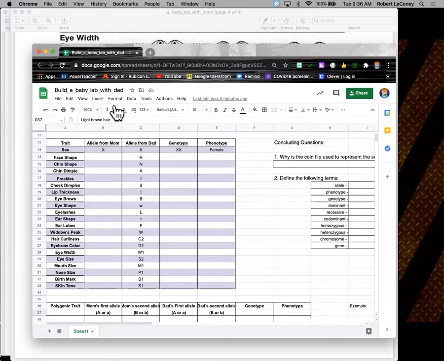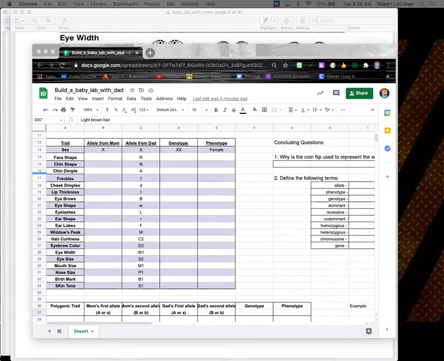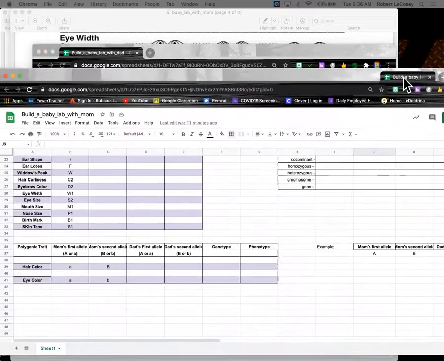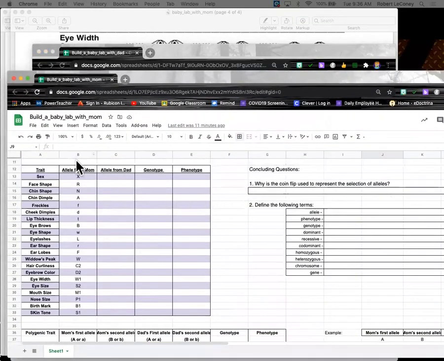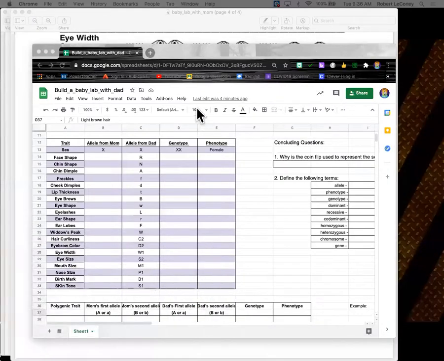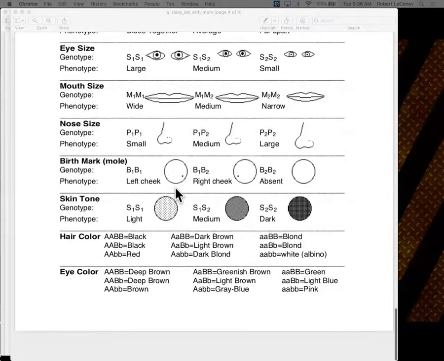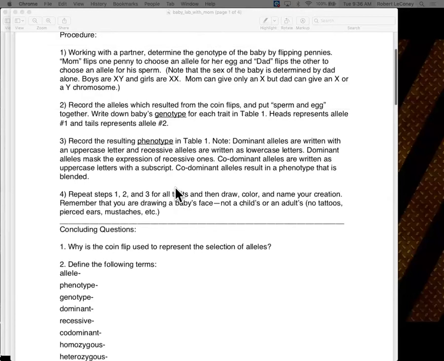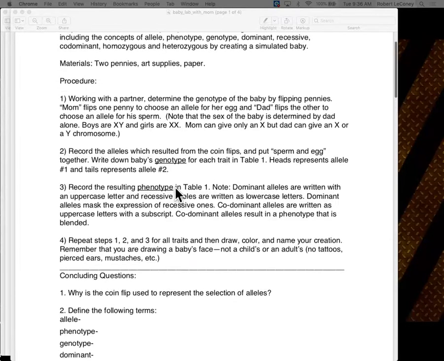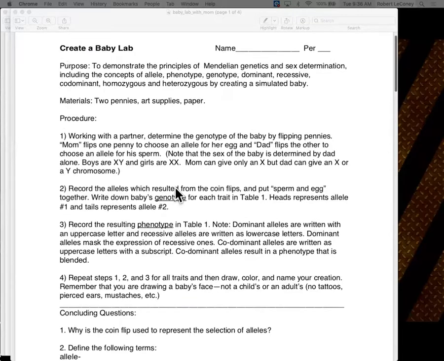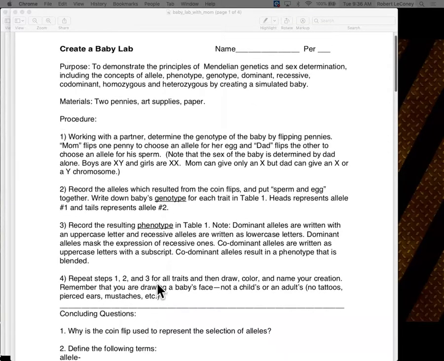If you are going to use the other one, it's the same one. It's just this time mom gave the genes and you're playing the part of dad. Otherwise, the rules are exactly the same. All right. So I did go through all this, but I'm going to finish reading this. Repeat steps 1, 2, and 3 for all the traits, and then draw, color and name your creation.